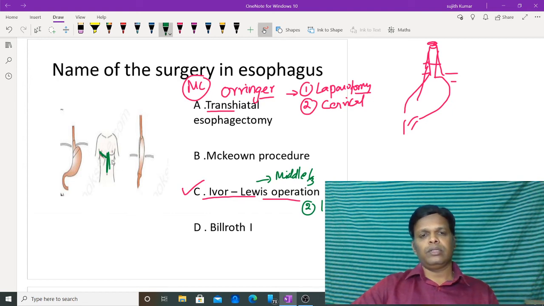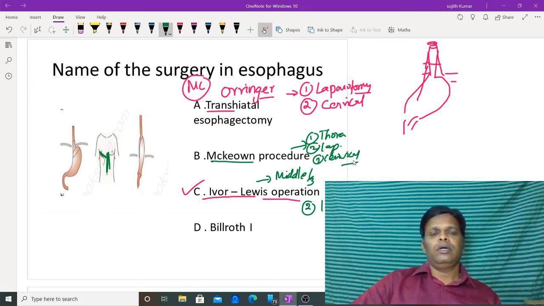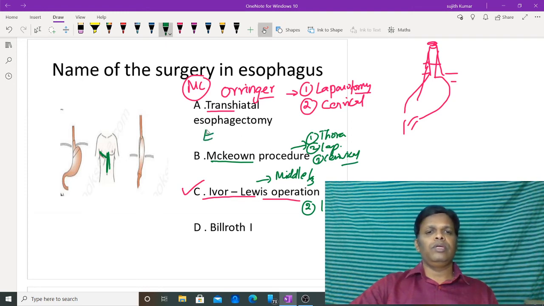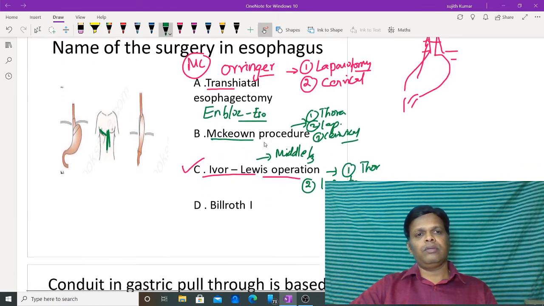This is the Ivor-Lewis operation. And the third surgery is the McEwen procedure. The McEwen procedure has three steps. Here you have to use a thoracotomy, a laparotomy, and you also have to make a cervical incision. All three incisions, three approaches, you have to use; that is called the McEwen procedure. By doing this, you will remove the esophagus en bloc. That's called en bloc esophagectomy. That is the McEwen procedure. Okay, the answer here is the Ivor-Lewis operation.